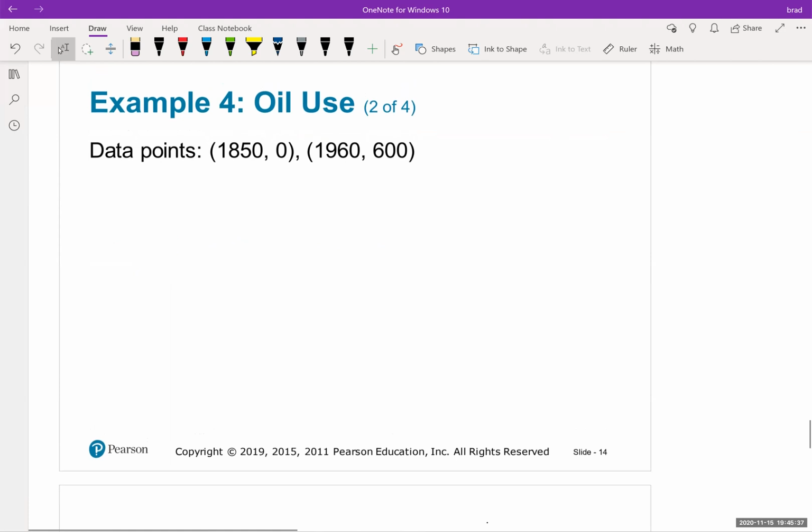Okay, so let's see here. They give us 2 data values. They give us the year 1850, and that is 0 use. And then they give us the year 1960, and that is 600. So first thing I could do is I could draw a graph if I wanted. And this is just for fun. I don't think they asked me to do this, but.